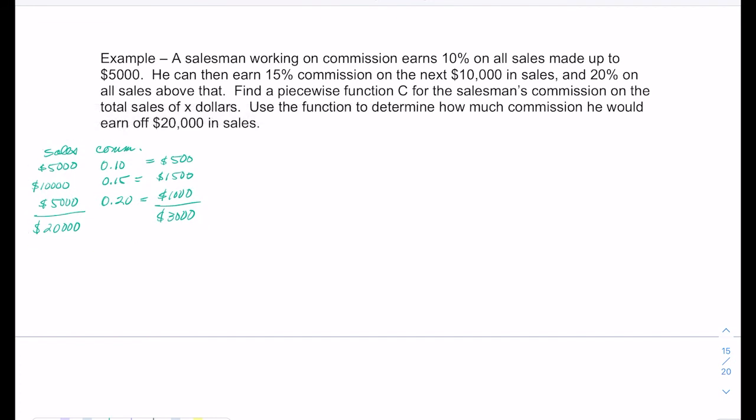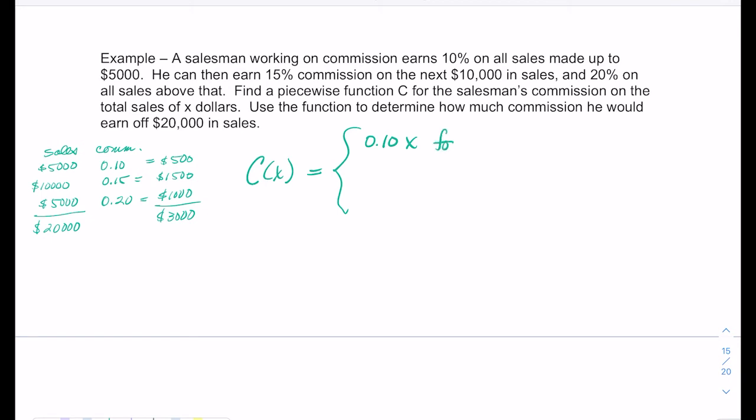Okay, so our function, we're going to call it C of x. We're going to have three different equations, okay? So the first one's going to be that the salesman working on commission earns 10% on all sales made up to 5,000. So maybe he doesn't make $5,000 in sales. He could make $4,050. So x is just going to be the sales, and we're going to have 0.10 times x. So 10% of whatever the sales are.